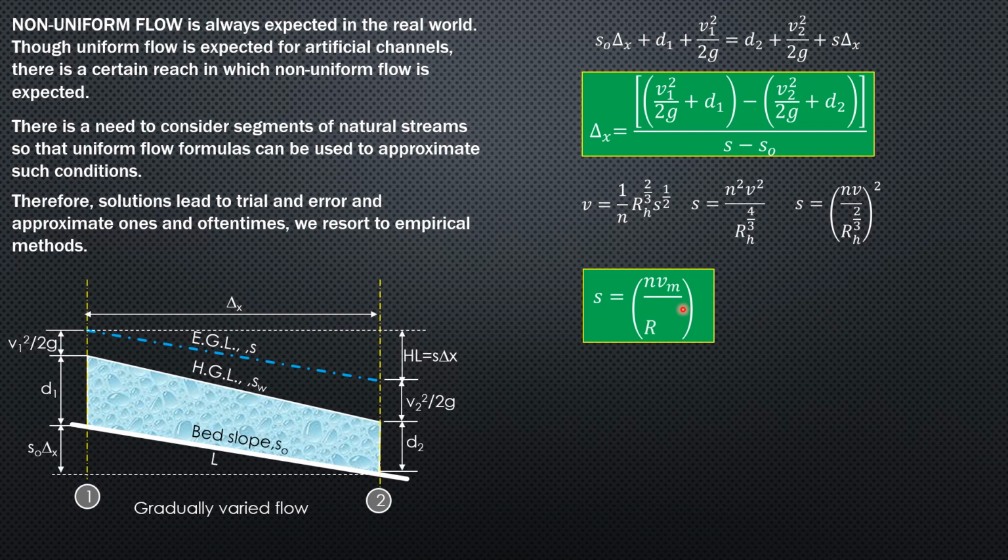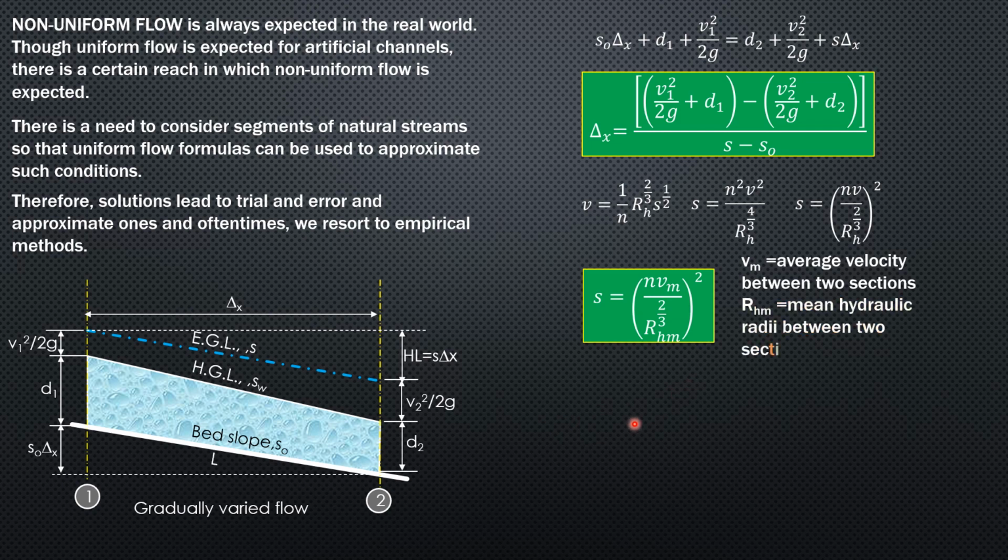So S equals n V_m over hydraulic radius mean to the 2/3, quantity squared, where V_m is the average velocity between sections 1 and 2, so (V1 plus V2) over 2. Hydraulic radius mean is the average of the hydraulic radii at section 1 and section 2: hydraulic radius at 1 plus hydraulic radius at 2, divided by 2. That's the meaning of that. Then from there, you can solve for delta x.